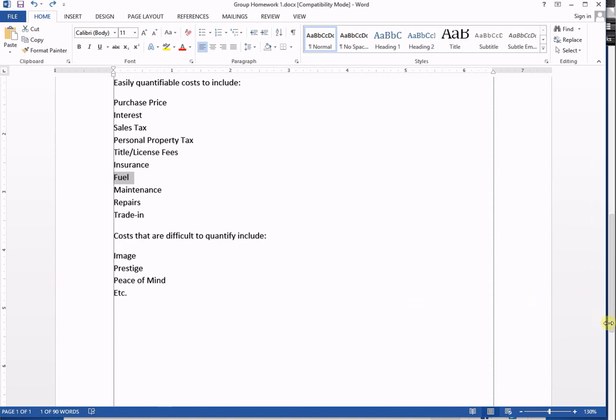What I want you to turn in is something showing your calculations. It could be an Excel spreadsheet that you email to me with your calculations, or it could be handwritten, or it could be a printout of something. I want to see how you calculated the different costs, and then also a paragraph or so talking about which car your group would choose as the best car with the lowest total cost of ownership, taking into account these things like image, prestige, and peace of mind. Let me know if you have any questions.